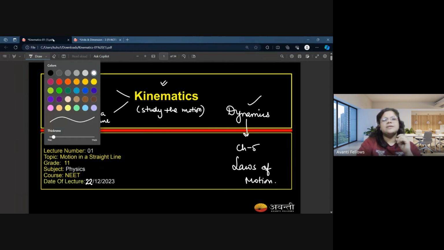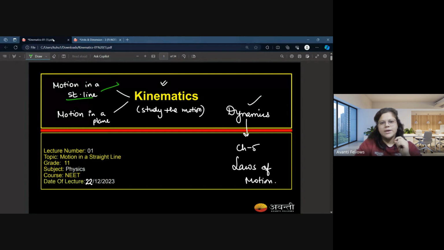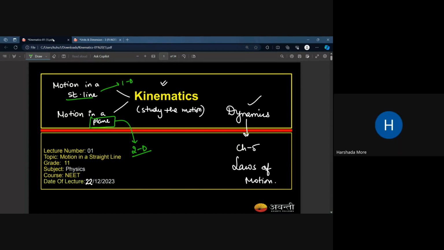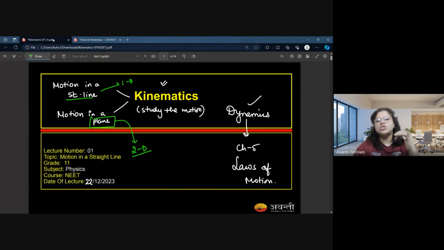See, a straight line is nothing but one-dimensional motion. Either it is moving in the straight direction, or it is moving in the upward direction. Just one dimension is involved in these kinds of motions. But when it comes to a plane, the plane itself is formed with two dimensions, like the XY plane, YZ plane, XZ plane. So two dimensions are involved with it. Cool? So you can say that motion in a plane is an advancement of motion in a straight line.